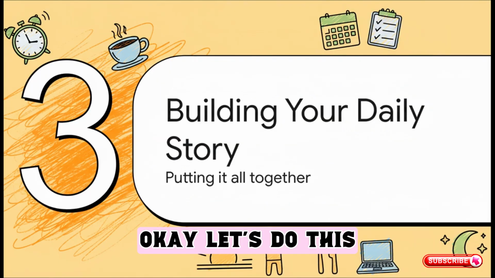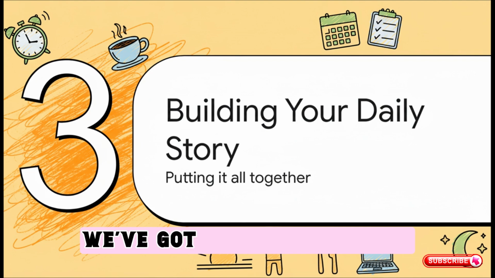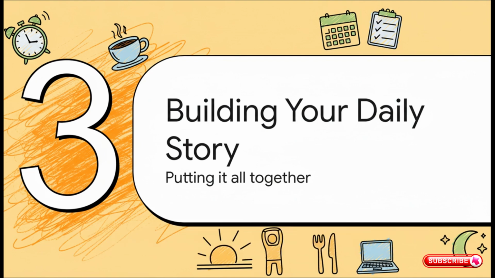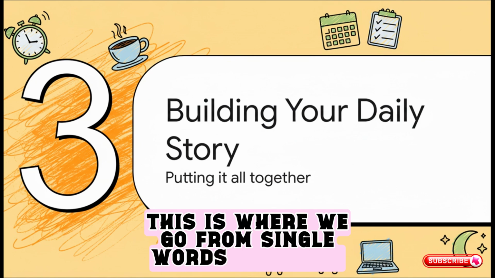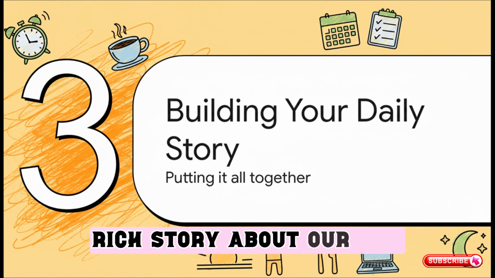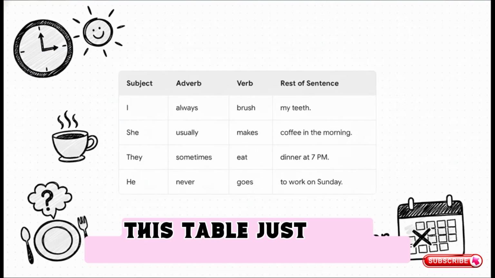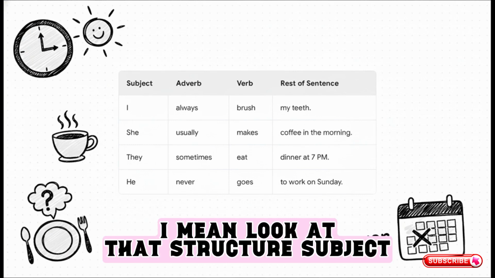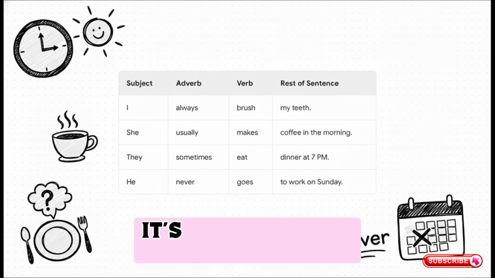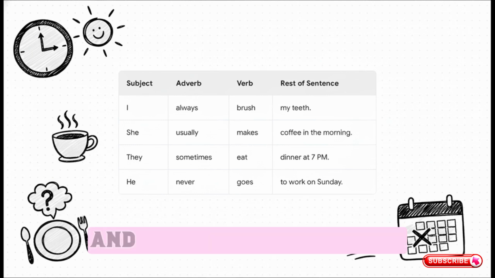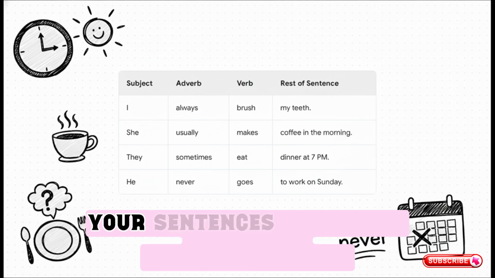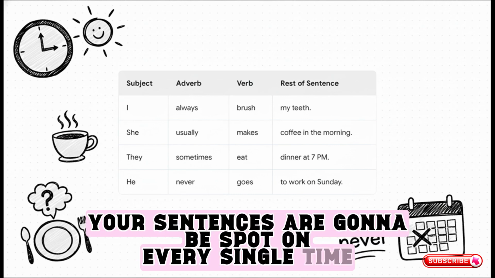Okay, let's do this. We've got our action words, we've got our adverbs. Now it's time to put them together and watch the magic happen. This is where we go from single words to a full, rich story about our day. This table just lays out the formula perfectly. I mean, look at that structure. Subject, then your adverb, then the verb. It's almost like a little recipe, right? You see always comes right before brush and usually comes before makes. You follow this pattern and boom, your sentences are gonna be spot on every single time.